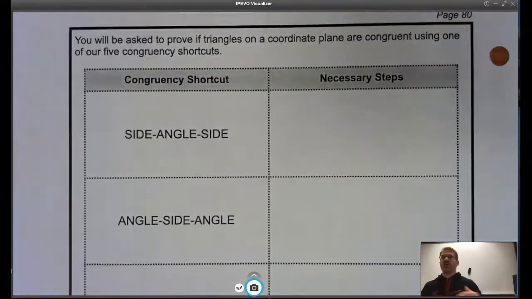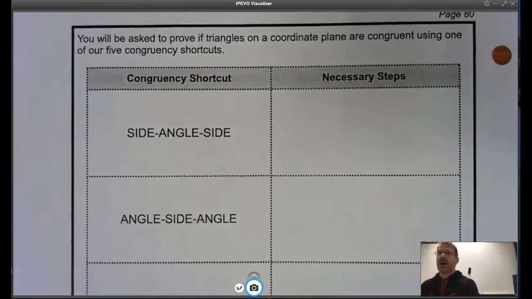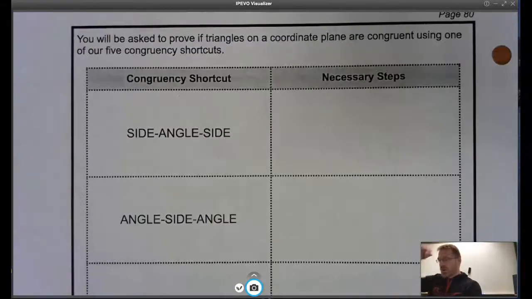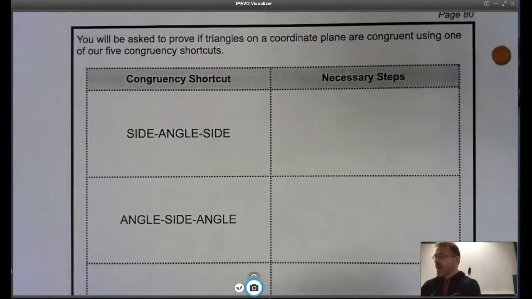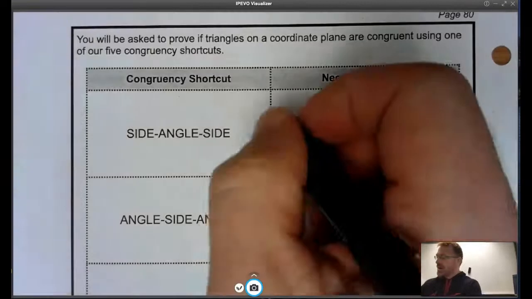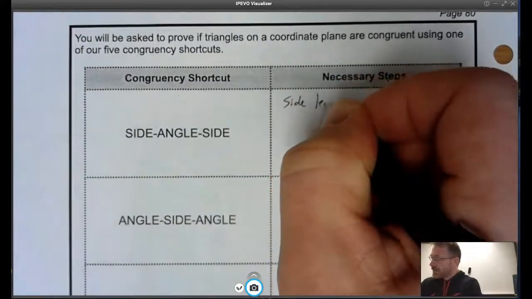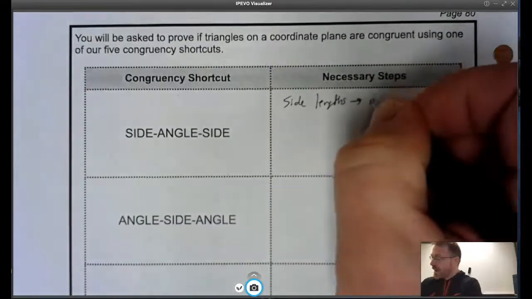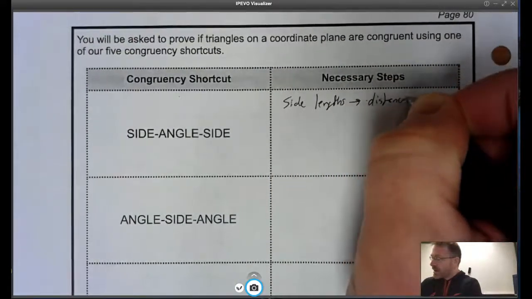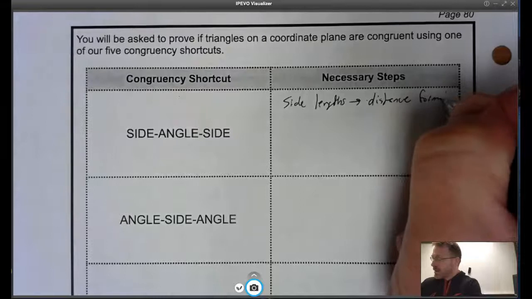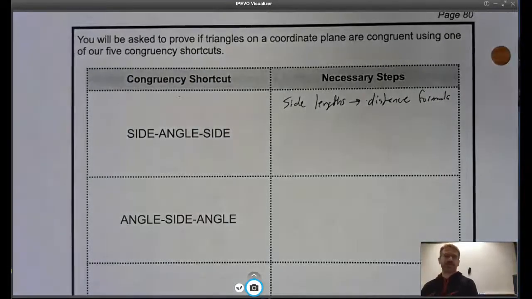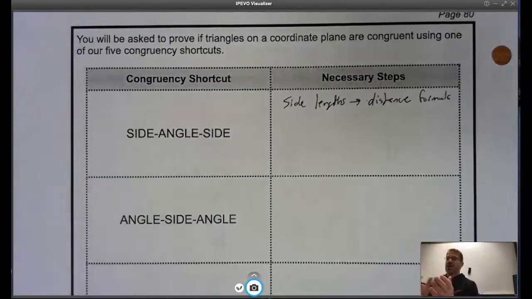Remember that we're still using the same shortcuts. So we have side, angle, side. When we think about side, angle, side, for side lengths, we might have to use the distance formula to find those lengths. If we're going to say that two sides are congruent, we need to know their length. That means we have to use the distance formula, which is what you just did in the opener.